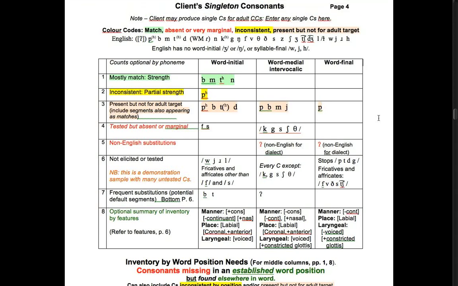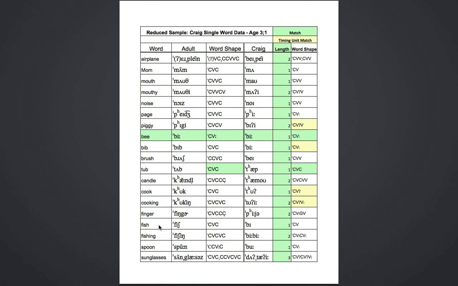You got it! Okay, moving on to row 3, which is present but not for adult target. This row is for English consonants that occur in the client sample, but not for the specific adult target. Here we see P, B, T, D, word initially, P, B, M, T, Y, word medially, and P, word finally. Okay, so looking at the data, for example, Craig uses B, word initially, for F in fish.